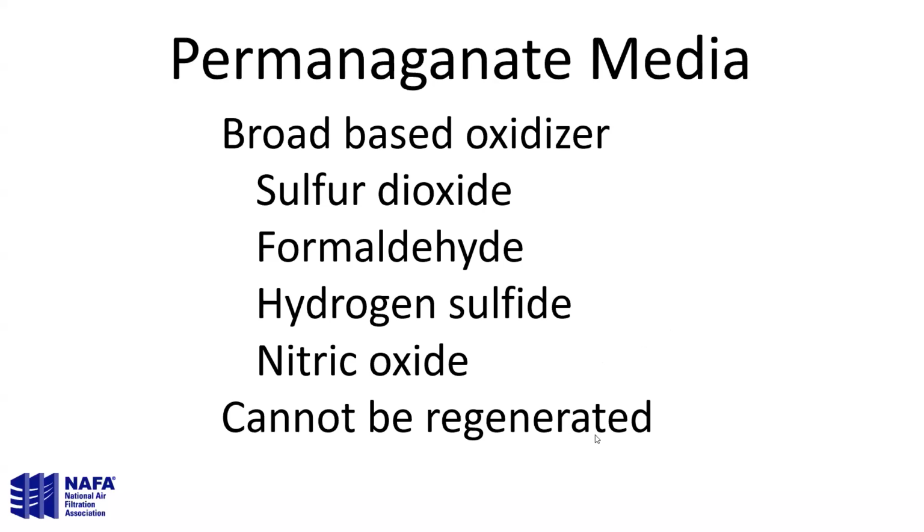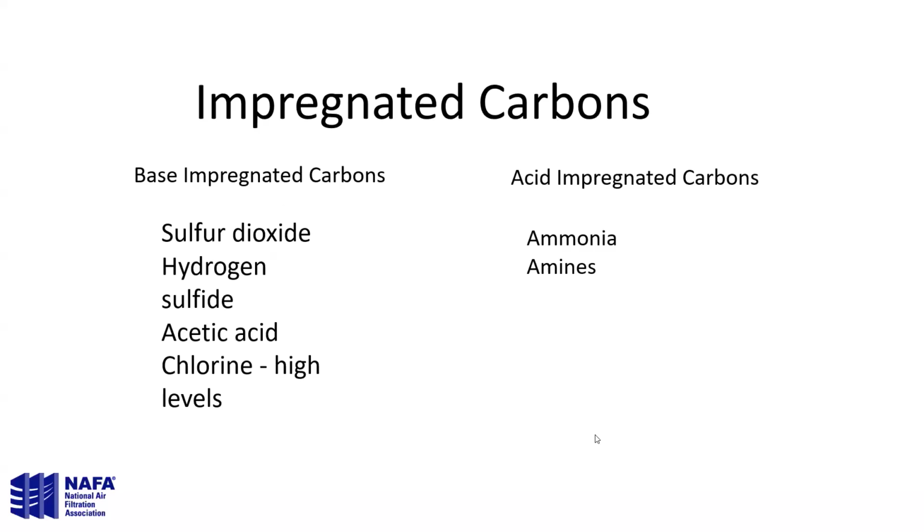On the next page, we'll see some of the other types of impregnated carbons because permanganate still doesn't do it all. So you've got what we call base impregnated carbons, and they will remove, as you can see, some of the same things that the potassium permanganate removes, except that they are much more specific. So while potassium permanganate will also remove some of your VOCs, your acetones, and your MEK, these carbons will not do that. They will literally pick up just what they've been impregnated for.